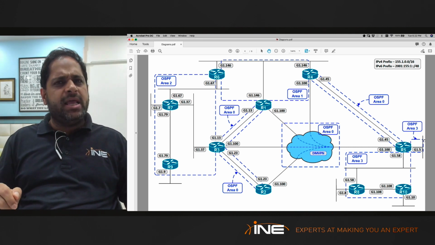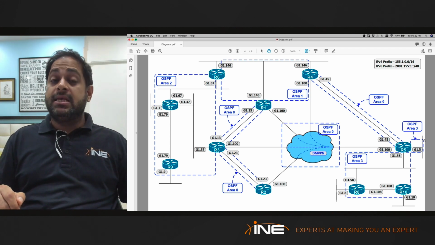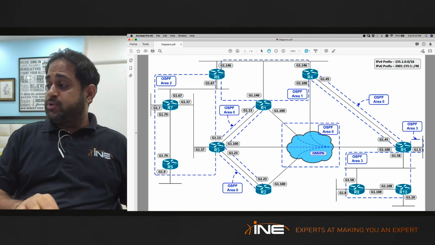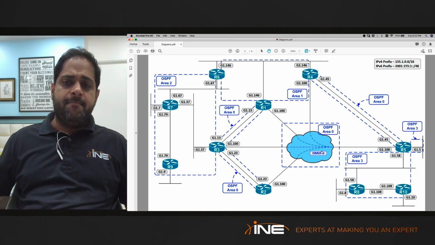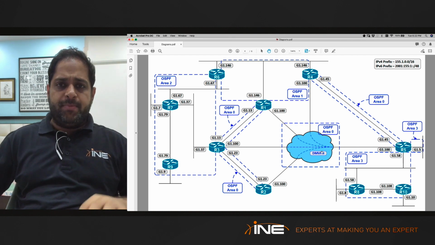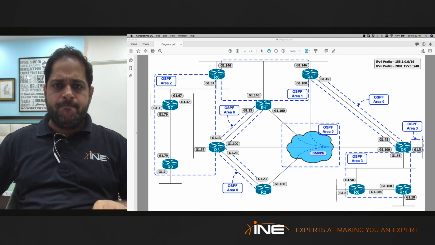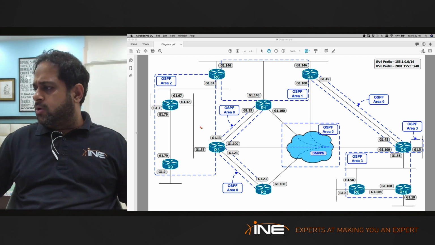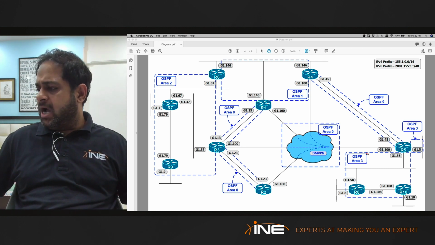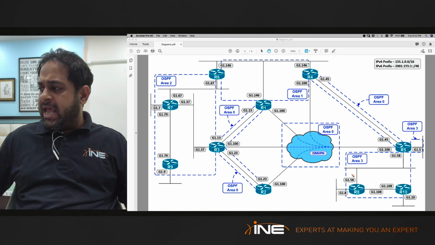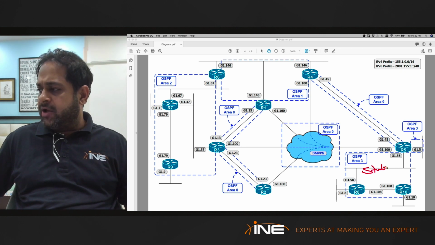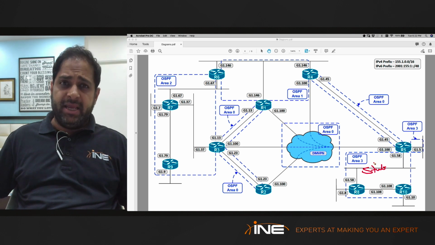Let's configure area 3 as stubby area. Okay, so we will configure this area here as stubby. Let me in fact write it down for you. So we will go back to our router and we will configure all of these routers in area 3 as stubby area.